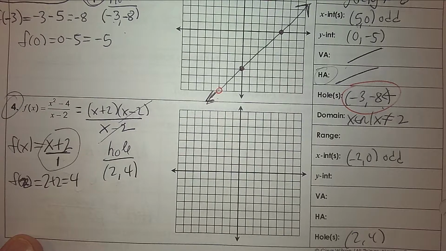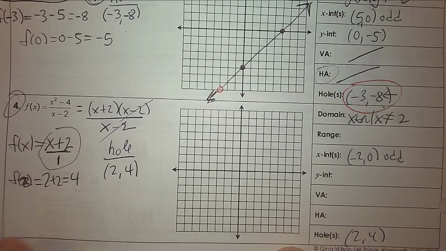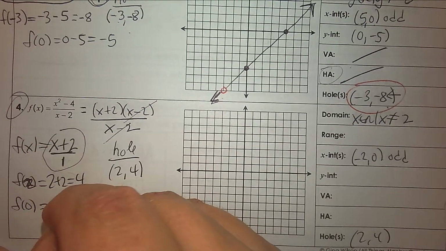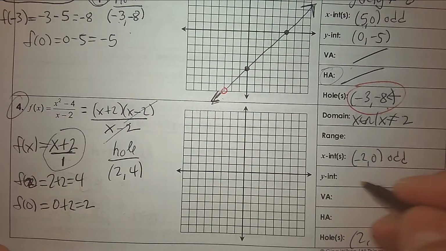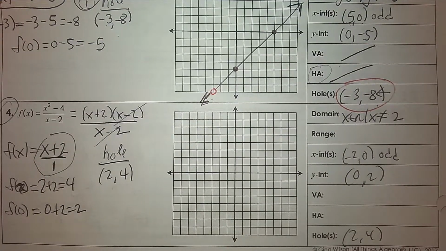Michael. We just found the zeros. What's the next step after finding the zeros? Using the simplified function, find the y-intercept. How do you find the y-intercept? Substituting 0 into the function. So if I plug 0 in, what's 0 plus 2? 2. So where's the y-intercept? 0, 2. Excellent. Let's keep going.